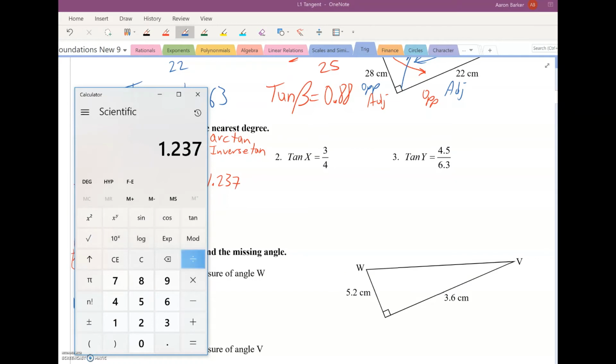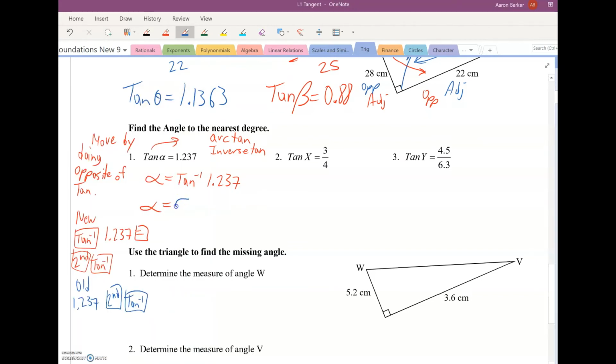I go second function. Where is this? Hello, hello, second function. Right here. And so now I see the tan negative 1 writing. So I press the button, and that's my answer, 51 degrees. So for these answers, we usually round to a whole number, 51 degrees.